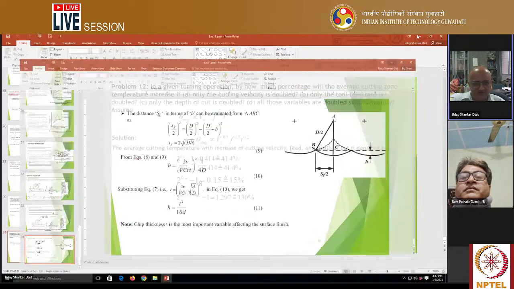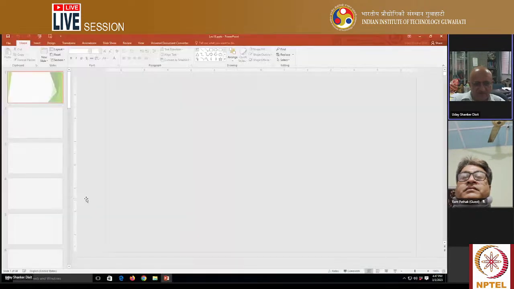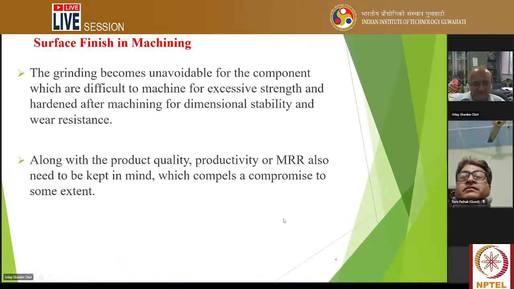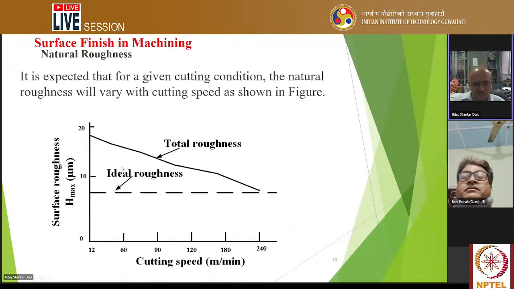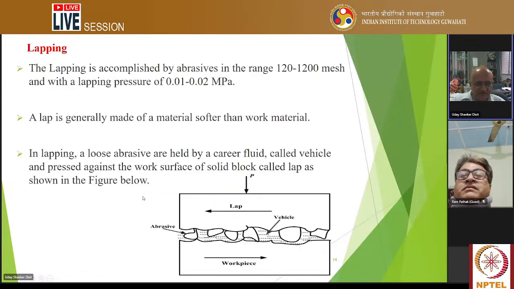And then another lecture is this one. 17 we finished now. 18, surface finish in machining. This we have not covered. Yes, this one. Okay, ideal roughness. So total roughness can be very high, but ideal roughness is much less. And this is lapping, honing, super finishing, polishing. So this is a lapping type of tool.